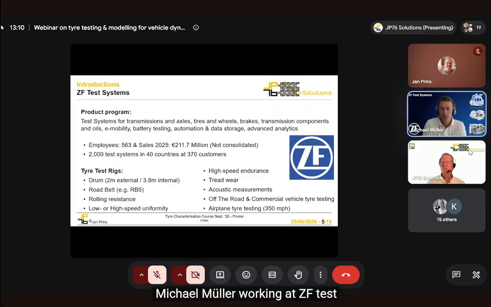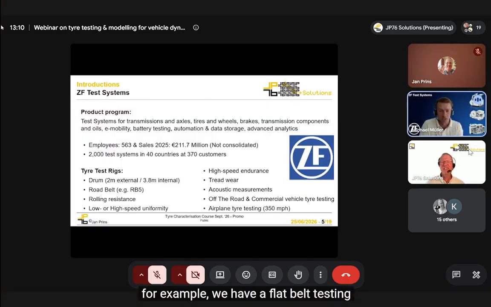My name is Michael Müller, working at ZF Test Systems as a responsible sales manager for the tire R&D testing machines. So you can see it a little bit in the background. It's flipped somehow. I couldn't manage to do it, but now you can see it on that side. So, for example, we have a flat belt testing machine, we have a high-speed uniformity testing machine, able to do obstacle tests, and then on the lower part you can see a treadwear tester. So various different types of testing machines, acoustic measurement machines, but other tailor-made solutions as well.